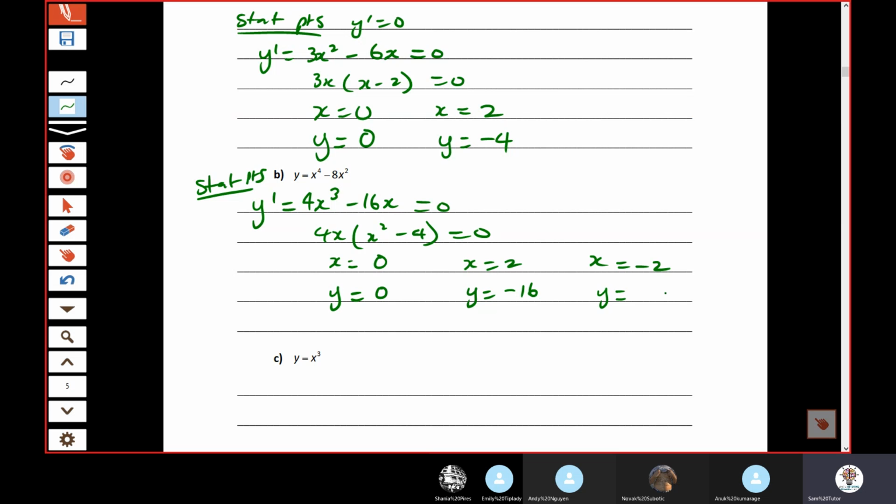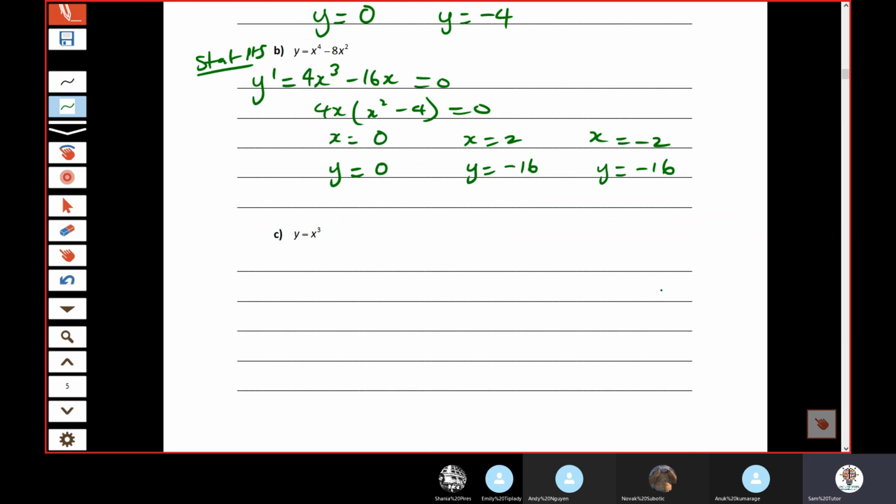This one you get the same. All good? So stationary points, we can say it's done. I'll do this last one. There's nothing to it. x equals 0, y equals? Just to get it out of the way.